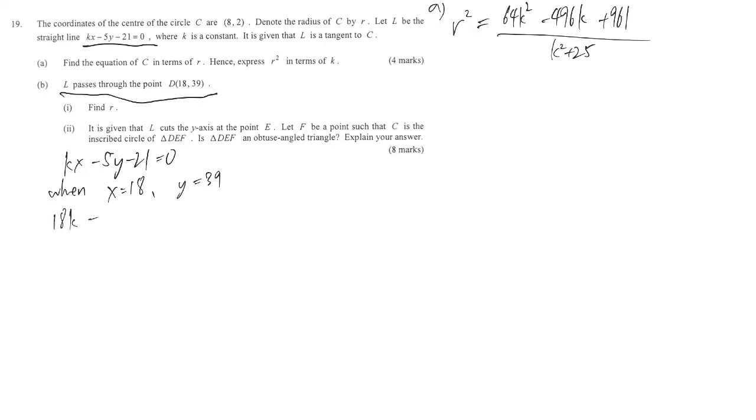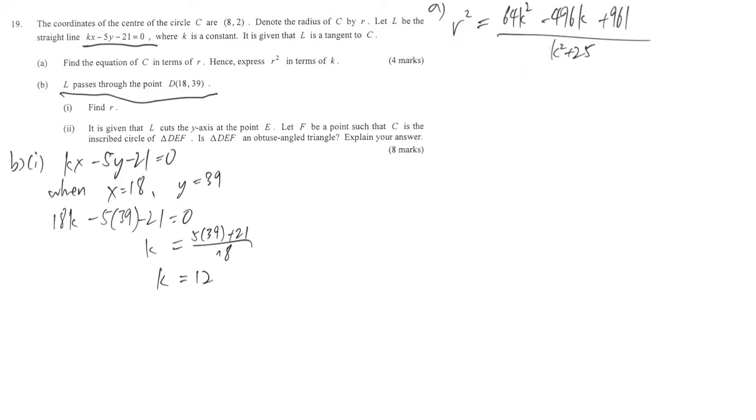18k minus 5 times 39. And then, so 5 times 39 plus 21 divided by 18, we got 12. Okay, before that, we don't know what is k, but we know k is 12 already. If you can solve part A, it gives you the relation between k and r, which means with k, you should be able to solve r. In order to get method mark, you should try it.